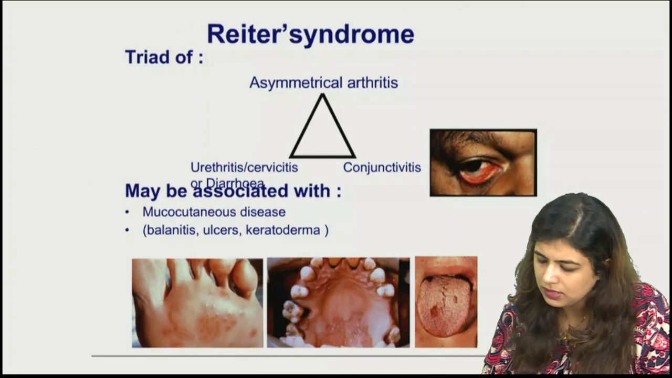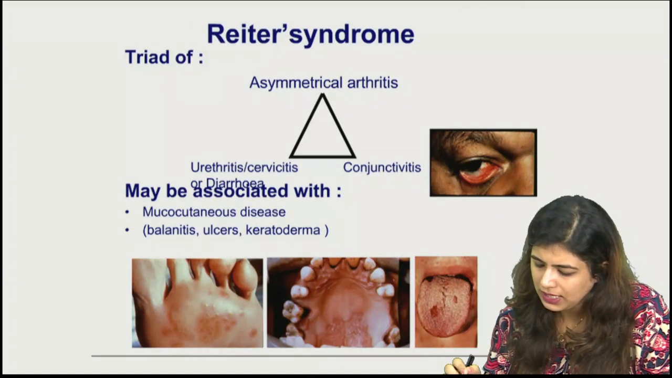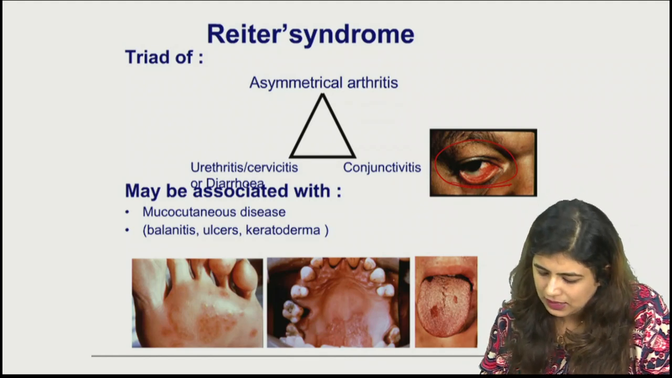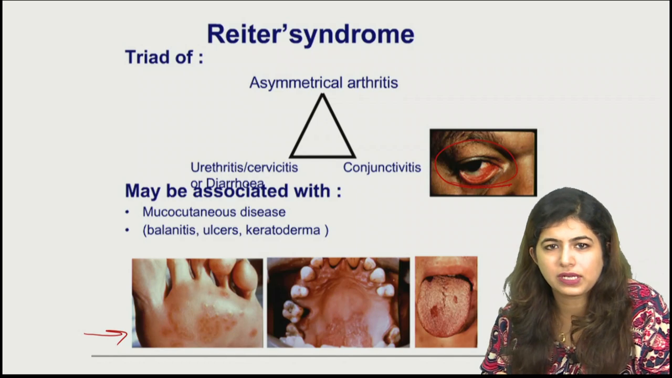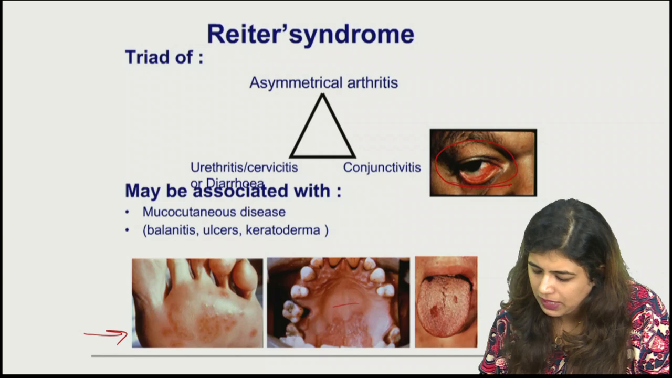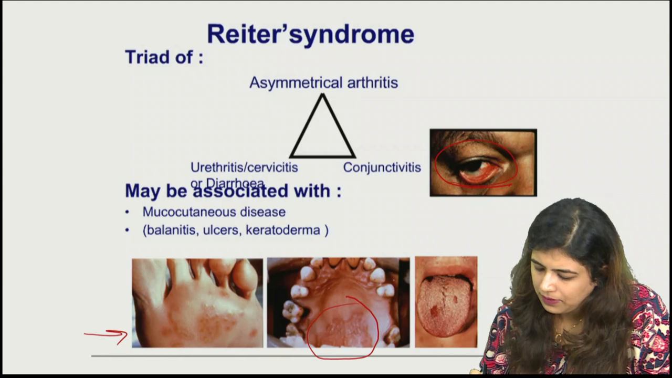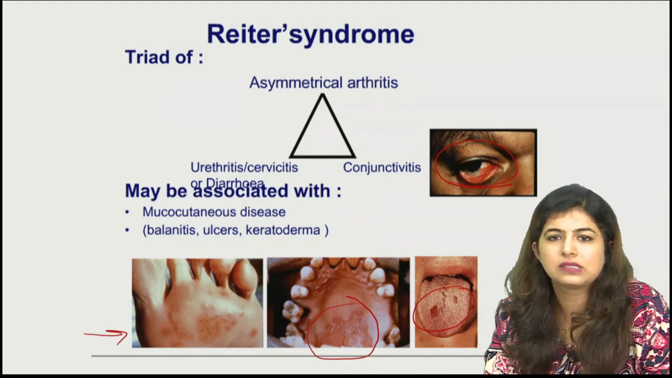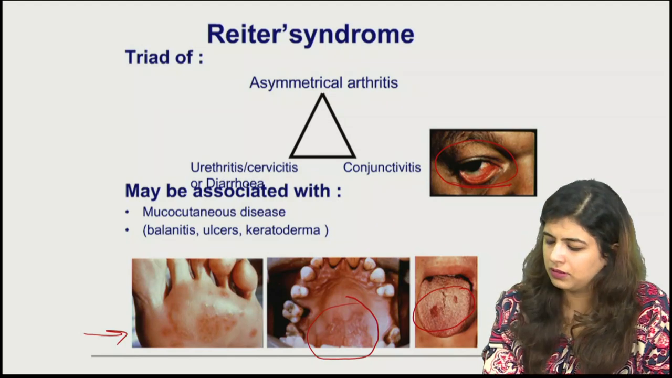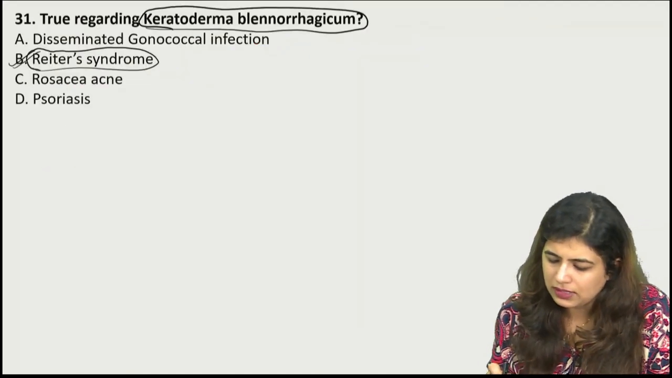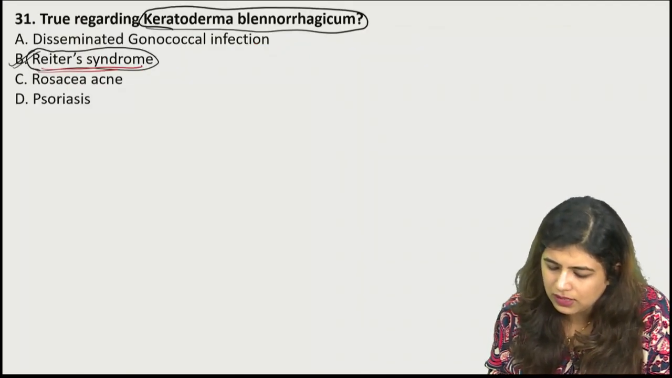I have certain images to show to you. So what do you see here? You see this conjunctivitis. These tiny brown hyperkeratotic lesions on the sole: keratoderma blennorrhagicum. Sometimes on the palate you see erosions and aphthae. On the tongue also you may see these findings, and on the glans this will be called circinate balanitis. Clear to everyone? So the answer here is Reiter's syndrome.